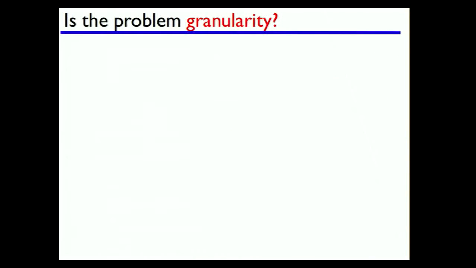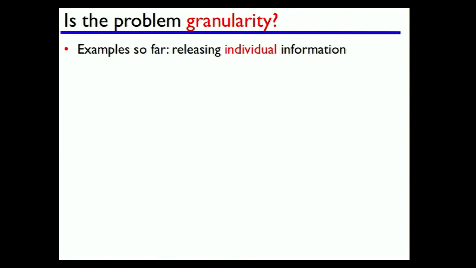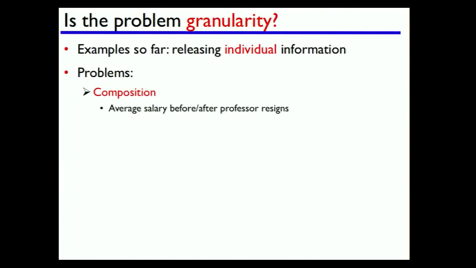Okay, so these are some attacks. One might ask, what's going on? What's wrong here? So let's try to understand in a little more detail. So far, the examples I gave you all had to do with releasing individual information, and so one might ask if that's what's going on. That the problem is that the information being released is just too fine-grained, and that if we just release coarse-grained global statistics about the data, we'll be fine. Actually, we won't, and there are a few reasons for that.